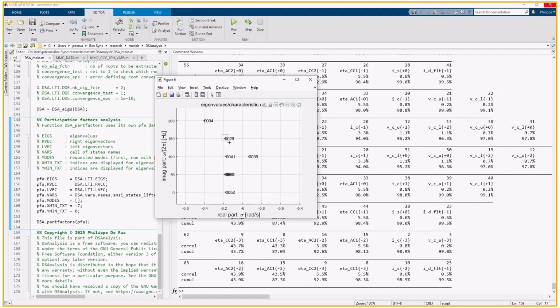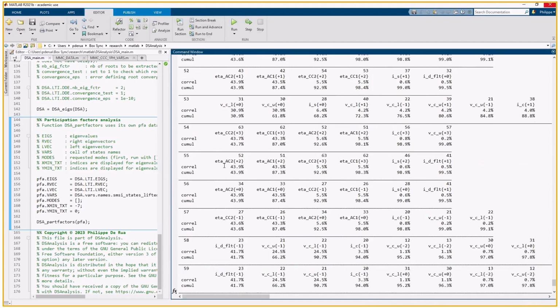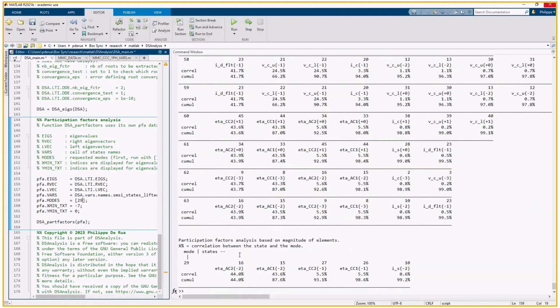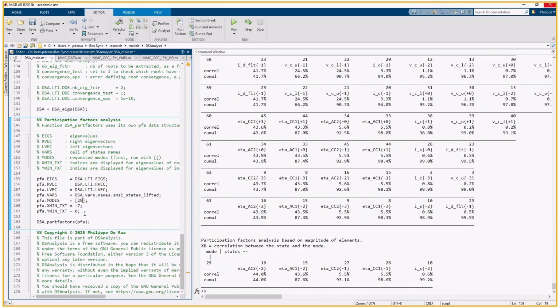So I can see only the numbers of these modes. And now I can say, okay, mode 29. I could scroll to find it, but I can also ask for it: 29, and there it is. All right, I think you get now how it works with the participation factors.